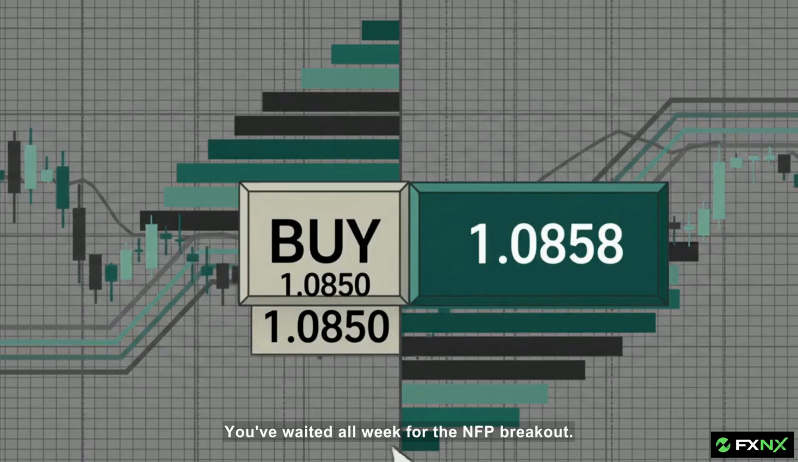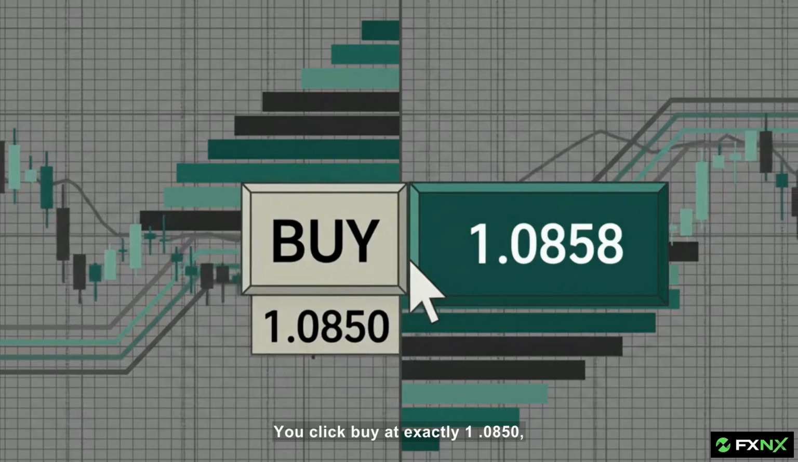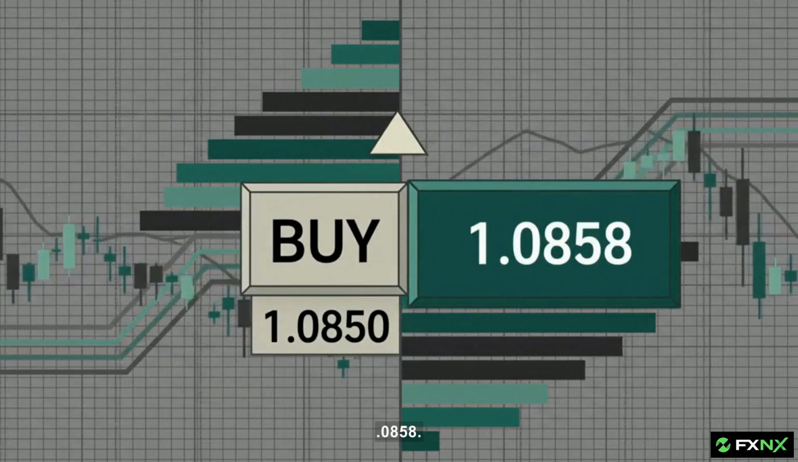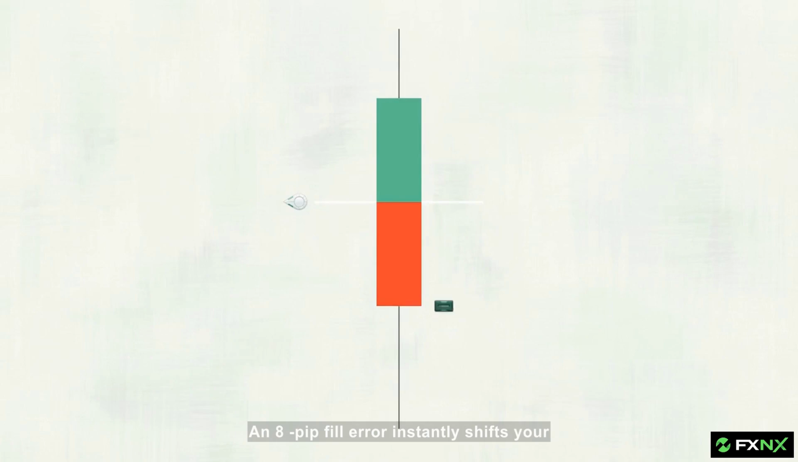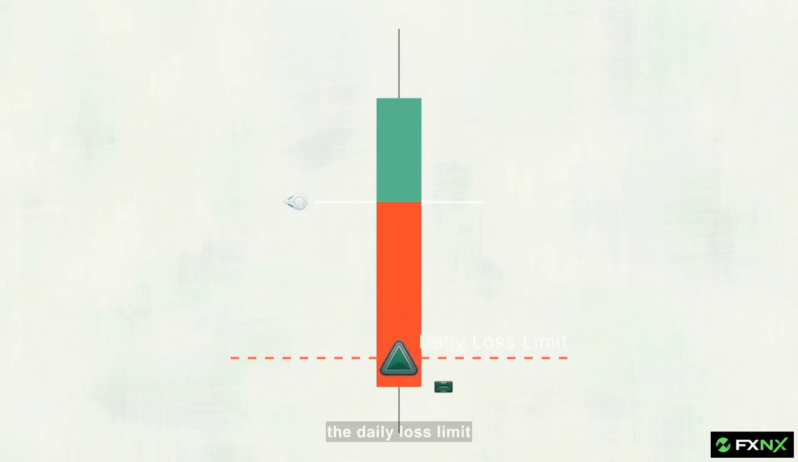You've waited all week for the NFP breakout. You click buy at exactly 1.0850, but your terminal fills the order at 1.0858. An 8-pip fill error instantly shifts your risk-to-reward ratio. On a highly leveraged prop account, this gap can push the trade deep into the daily loss limit before the price even begins to move.